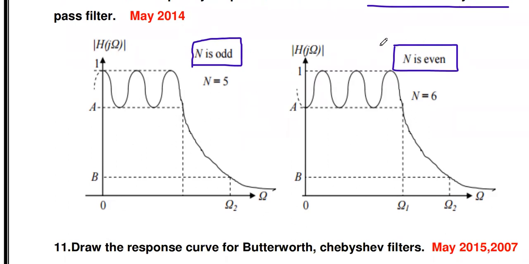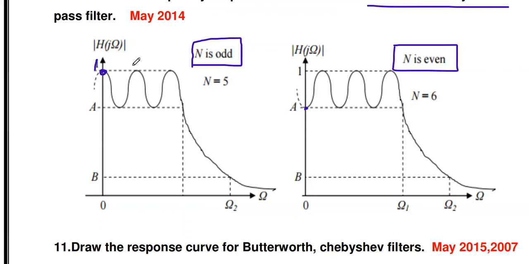What is the difference between N odd and N even? If N is odd, the response starts at value 1. The H of j omega value is 1 at frequency 0. Similarly, if N is even, at frequency omega equal to 0, the value is 1 by square root of 1 plus epsilon squared. So this magnitude response starts at 1 by square root of 1 plus epsilon squared, but if N is odd, the response starts from the value 1. This is the difference between N odd and N even.